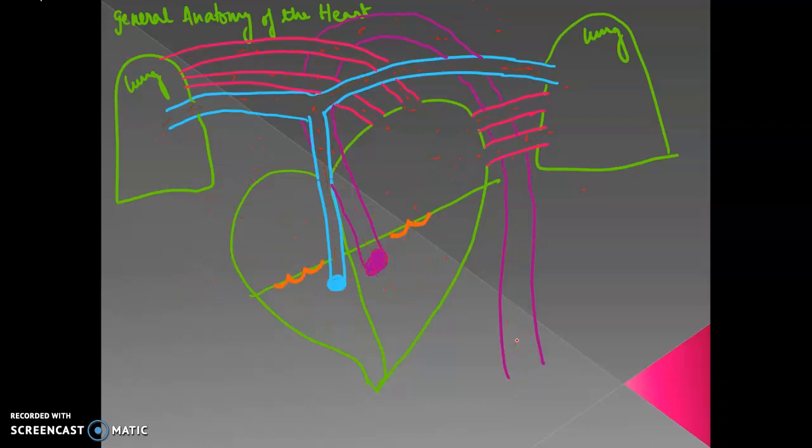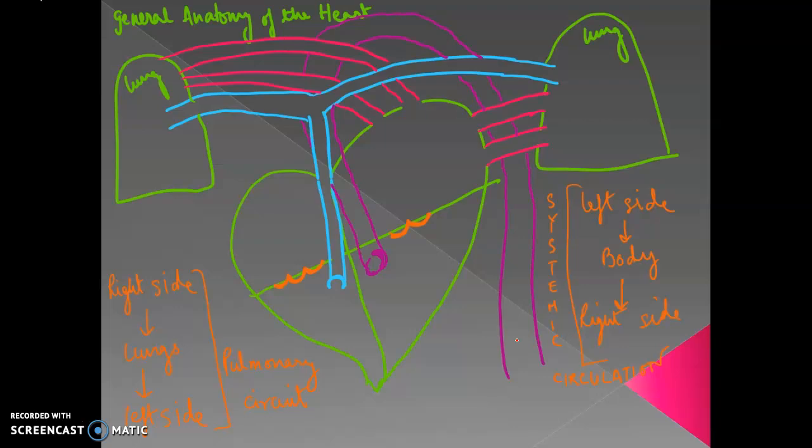One thing that I would like to add here is the movement of blood from the right side, so from this side, to the lungs, back to the left side. So from right to lungs to left. This forms a pulmonary circuit. Pulmonary means related to the lungs, right? So from the right side, blood goes to the lungs and then returns to the left side. This is a pulmonary circuit.